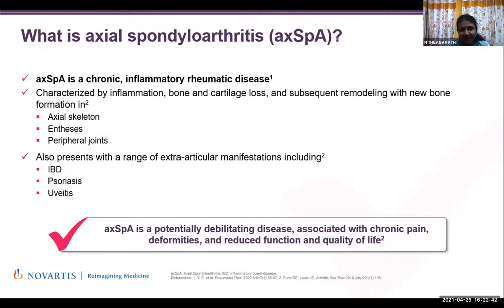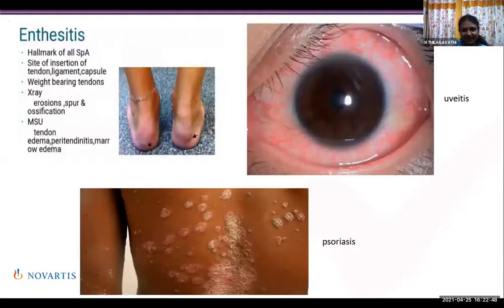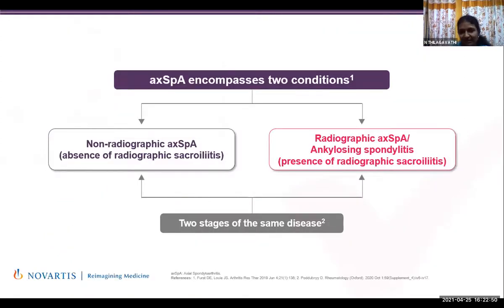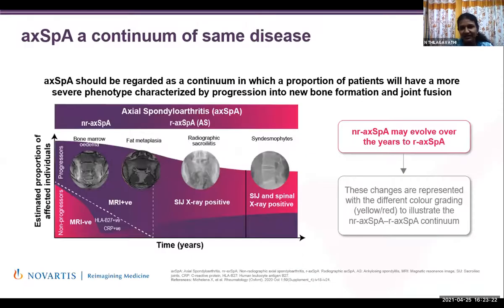Spondyloarthritis is a chronic inflammatory disease which is debilitating and associated with deformities. It has two components. One is non-radiographic axial spondyloarthritis, and the other is radiographic axial spondyloarthritis. The radiographic one is what we call ankylosing spondylitis. When we say radiographic, it is the standard X-ray, the standard radiograph. When we say non-radiographic, it is the MRI, that is, the X-ray will be negative, but we'll be able to pick up the patient at an early stage. They are not two different entities. They are the two stages of the same disease. It's a continuum of disease.